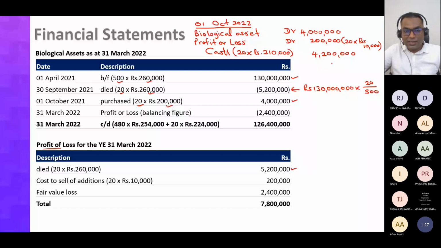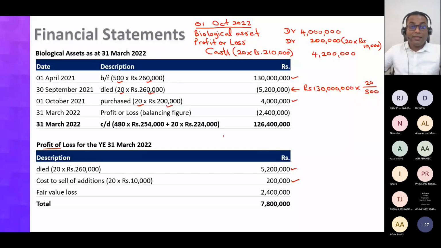So 4 million is, as I mentioned over here, added to the biological asset. This 200,000, if you look at, has been charged to the P&L, cost to sell of these additions. 20 cows, 10,000 rupees each. 200,000 you charge to the P&L. I hope it's clear. So this is something which students are not getting correct. I hope now it's clear for you. Okay, right.